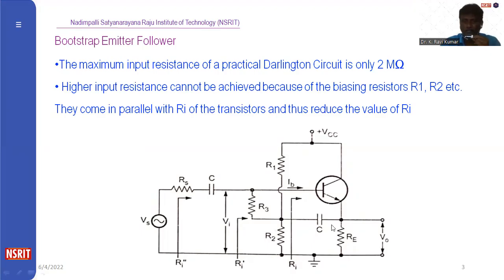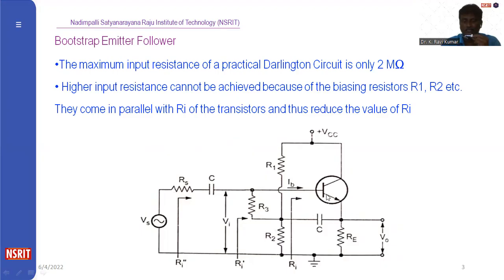Right? Actually, without the R3 and capacitance, this will be called an emitter follower circuit. Why? Because we are taking the output from the emitter terminal. In the emitter follower, the voltage gain will be unity or less than unity. It will be used only for current amplification as well as an impedance matching device. Here R1, R2 and R3 are biasing resistances. RS is a source resistance.